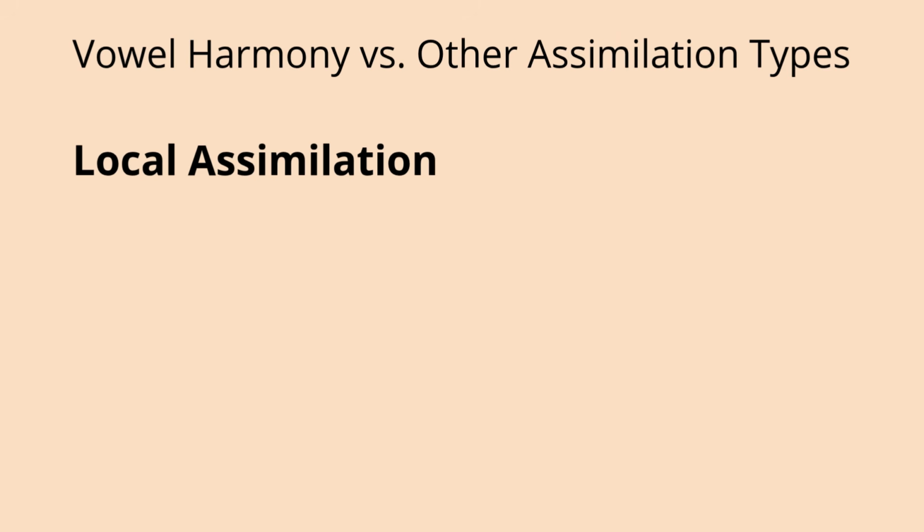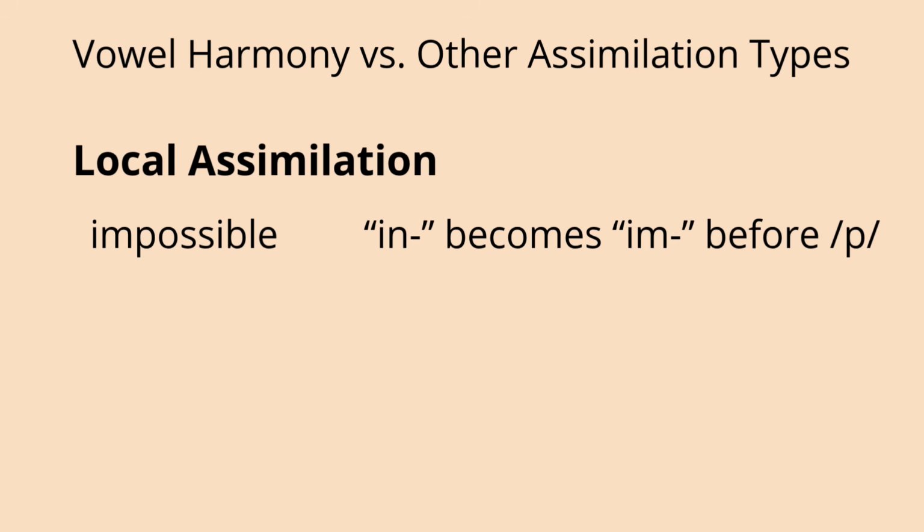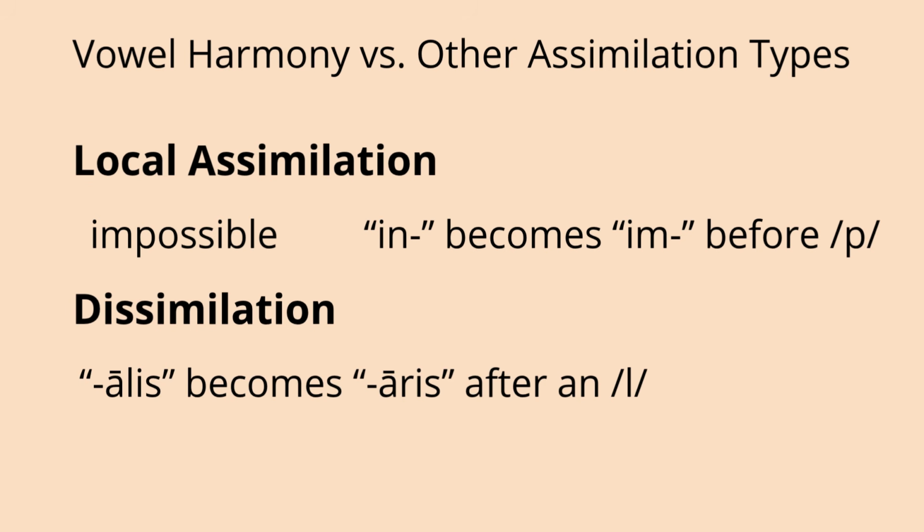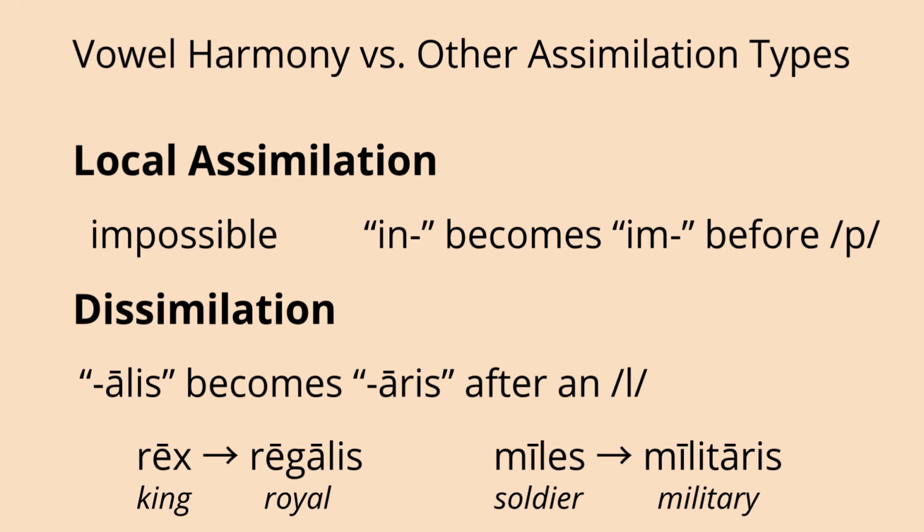Local assimilation concerns adjacent sounds that influence each other, like in the word impossible, where the N of the negative prefix in becomes M before P. Vowel harmony is a long-distance assimilation, as the vowels are not necessarily adjacent. Dissimilation is the opposite of assimilation. Sounds become less similar to avoid repetition. For example, the Latin adjective suffix alis becomes aris after an L. For instance, we have rex, king, becoming regalis, royal, but miles, soldier, becomes militaris, military.